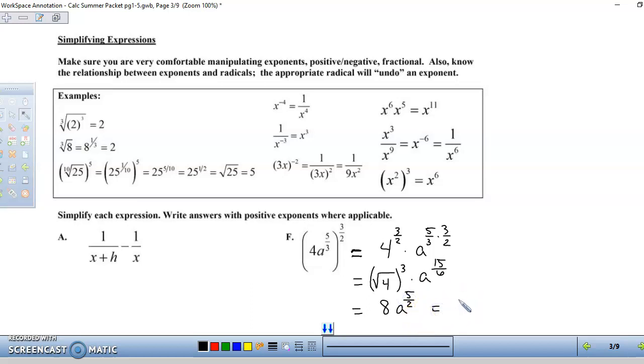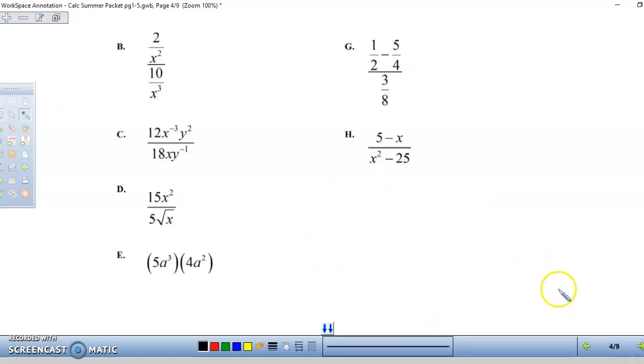Okay, now you could also rewrite this. This is a perfectly fine answer, but you could rewrite it as square root of 8 to the 5th power. But we generally just leave it like this. Okay, next page.